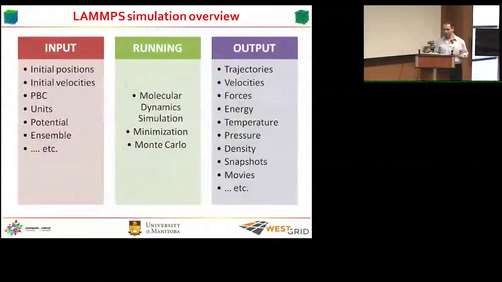Now, how does a simulation with LAMMPS work? We basically have 3 steps. The first step is the input, where you have to prepare your input file: initial positions, initial velocities, periodic boundary conditions, and units, because in LAMMPS you can use different units.